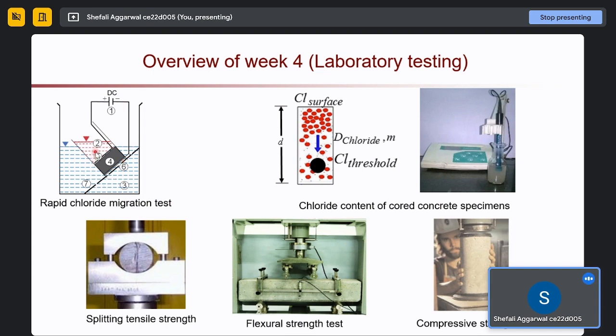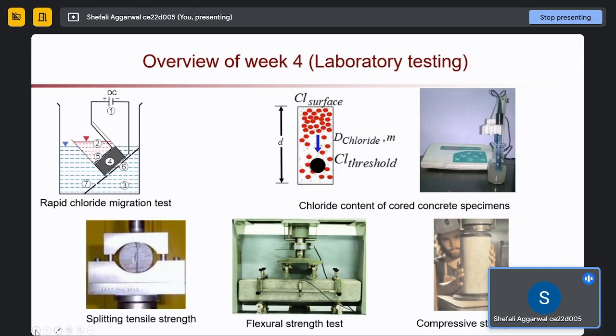Another laboratory test: we take a core from the site, grind it into powder and check the chloride content, how much chloride is present in the concrete at different depths. So that is the chloride content test. Other tests are the core tests, which are mechanical tests. These were all the durability tests. For mechanical tests, we do three types: split tensile test, flexure test and compressive strength test.